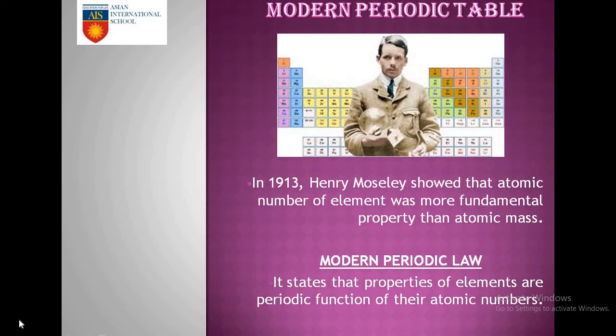In the modern periodic law, he stated that properties of elements are a periodic function of their atomic numbers. But Mendeleev said that the properties of elements are a periodic function of their atomic mass. But it could not explain many of the properties, that is why it was rejected.